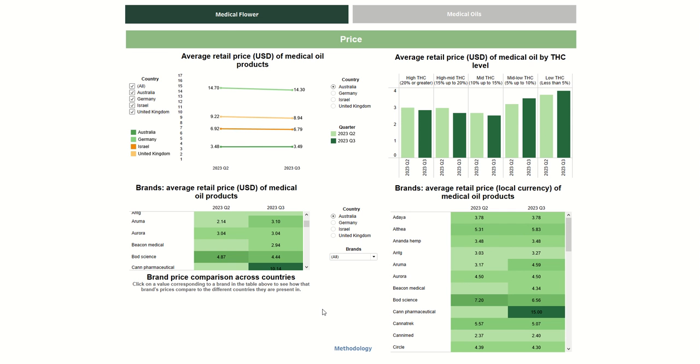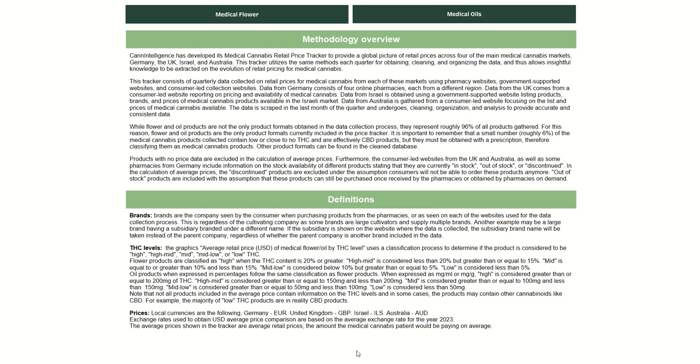Lastly, at the bottom of each tab, there's a methodology button that explains the methodology for the tracker and defines terms like brand, THC levels, and prices. To return to one of the data tabs, simply click them at the top of the dashboard.